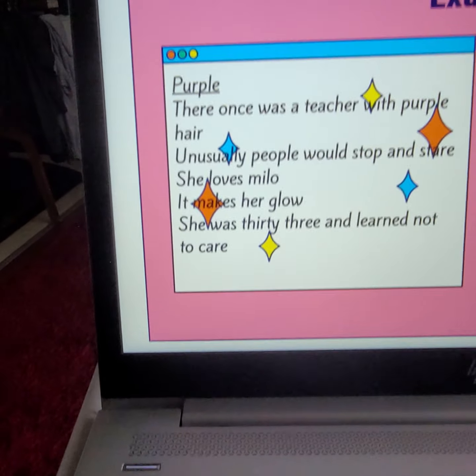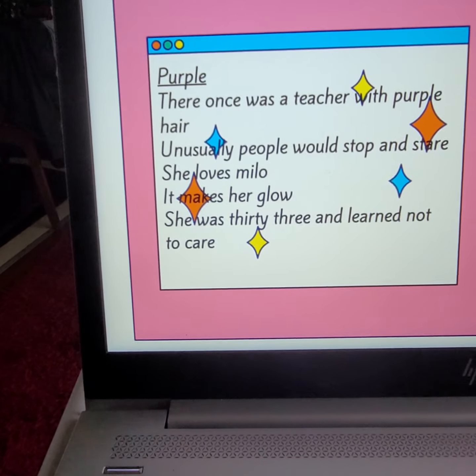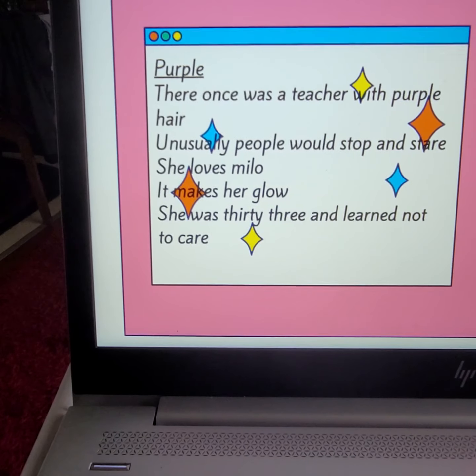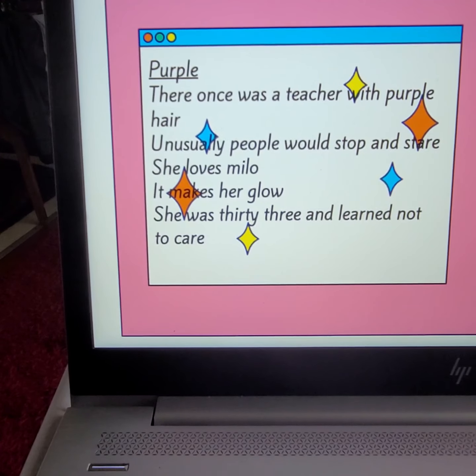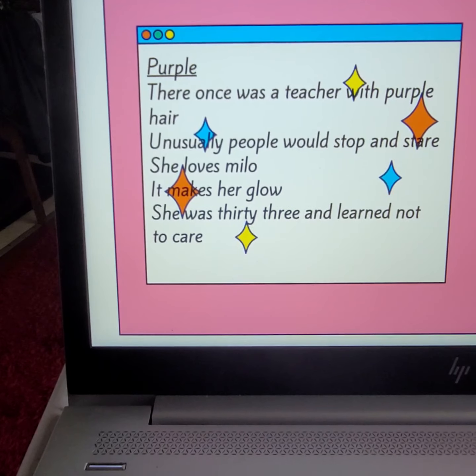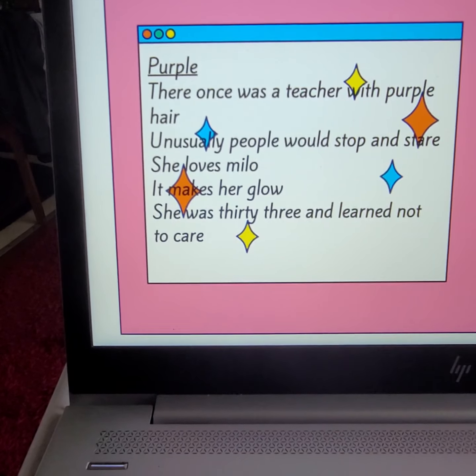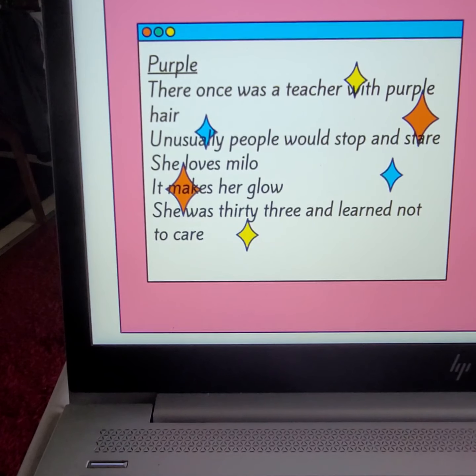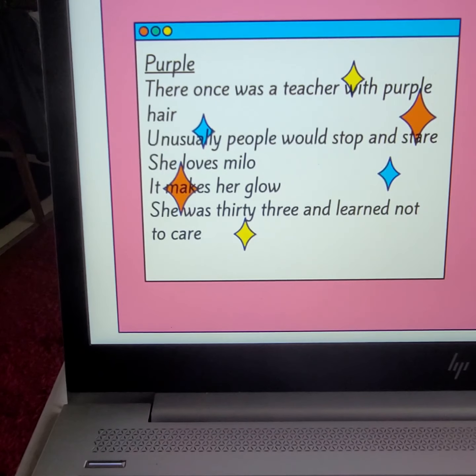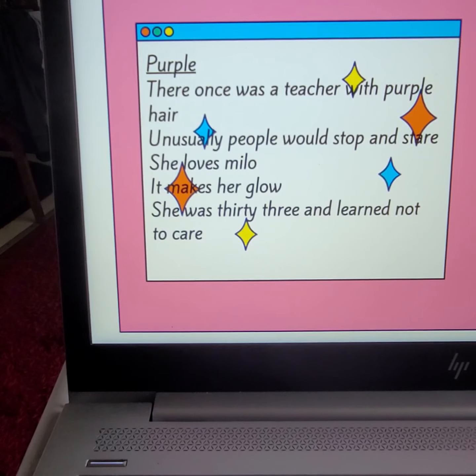So these were written by myself a couple of years ago. Purple. There once was a teacher with purple hair. Unusually, people would stop and stare. She loves Milo. It makes her glow. She was 33 and learned not to care.